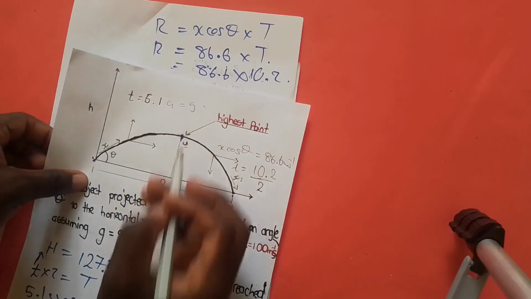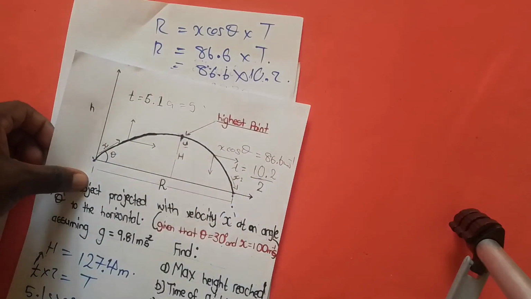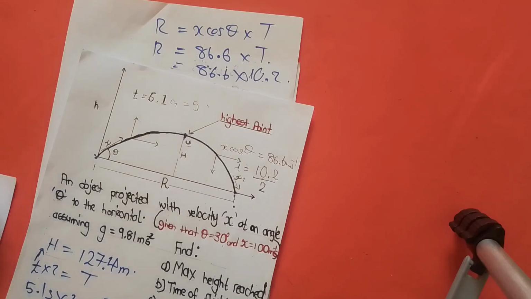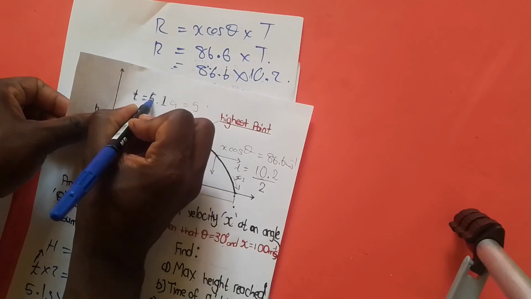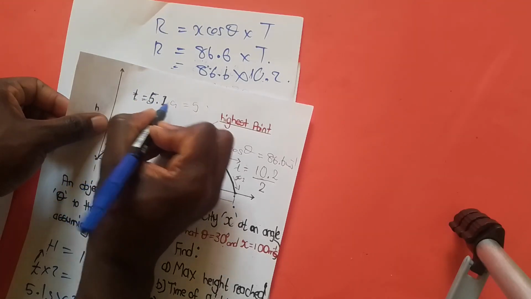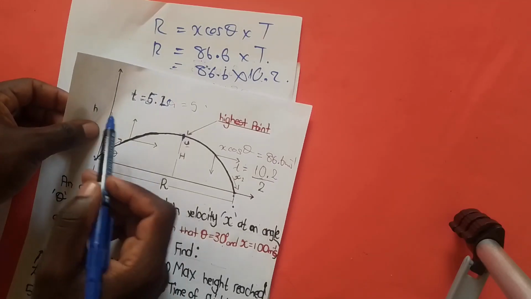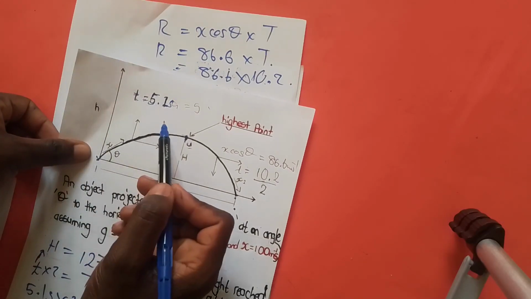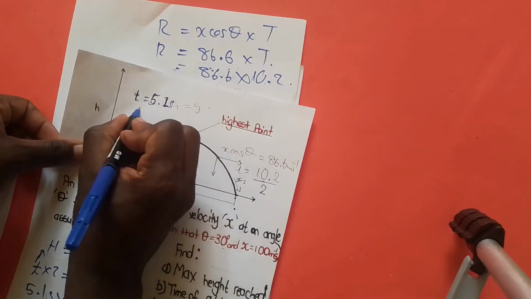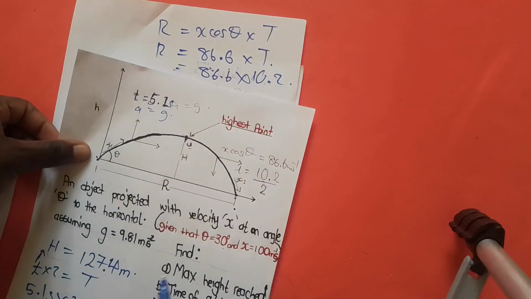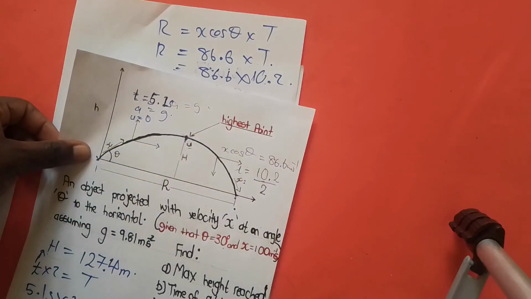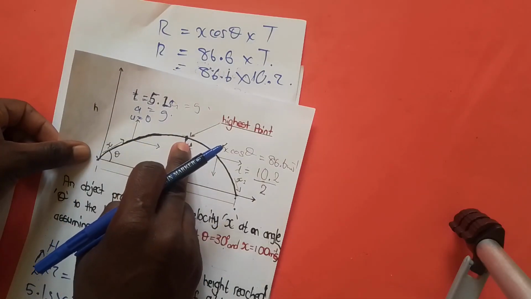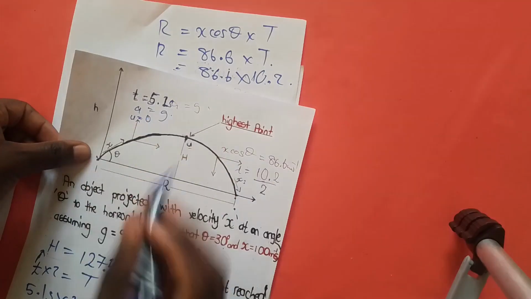I hope you're seeing this clearly. Okay, so let me just use my marker. This t from the highest position onto the ground will be 5.1 seconds, right? And acceleration a will be equal to g, and it will be positive. The initial velocity when the object starts returning to the ground will be 0. Why is it 0? Because it's starting at the highest point, and at the highest point velocity is 0, right? So we are going to use this equation now.